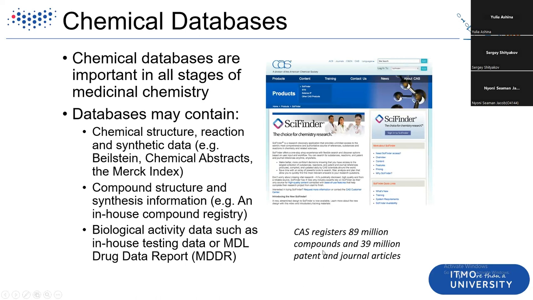There are 89 million substances and 39 million patents and journal articles that can also be processed to search for different chemical substances or chemical data. The compound structures and synthesis information can also be found by parsing through all these chemical databases. And the biological data, such as in-house testing data, can also be accessed using these databases, like MDDR.